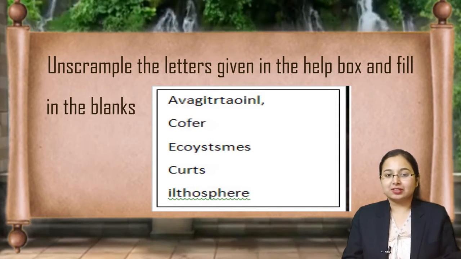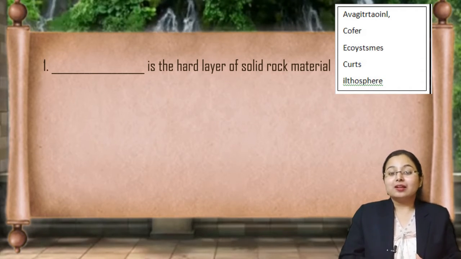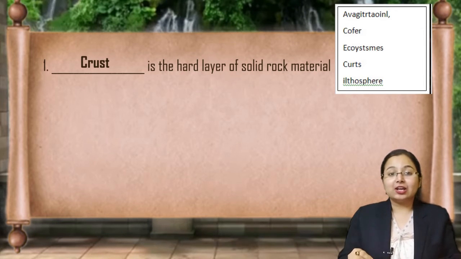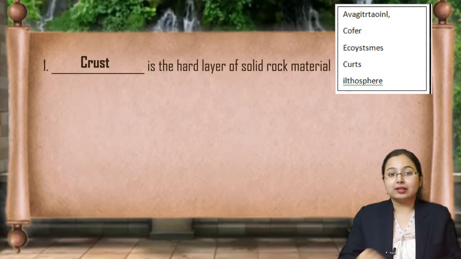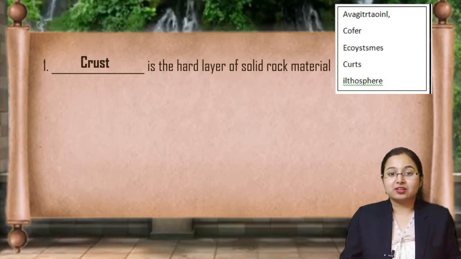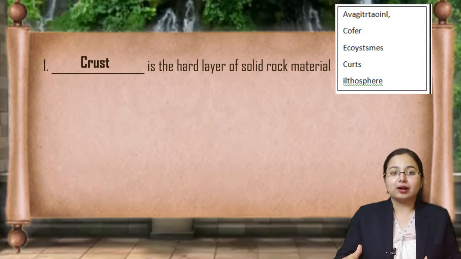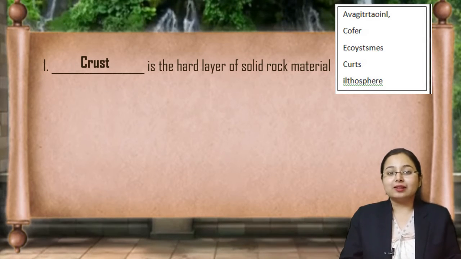So the first question is, dash is the hard layer of solid rock material. So children, I told you that the crust is the hard layer of the solid rock material, the upper top layer of the earth, which is called the crust. Children, earth is made up of several layers, and the topmost part, that is very hard, is called the crust.